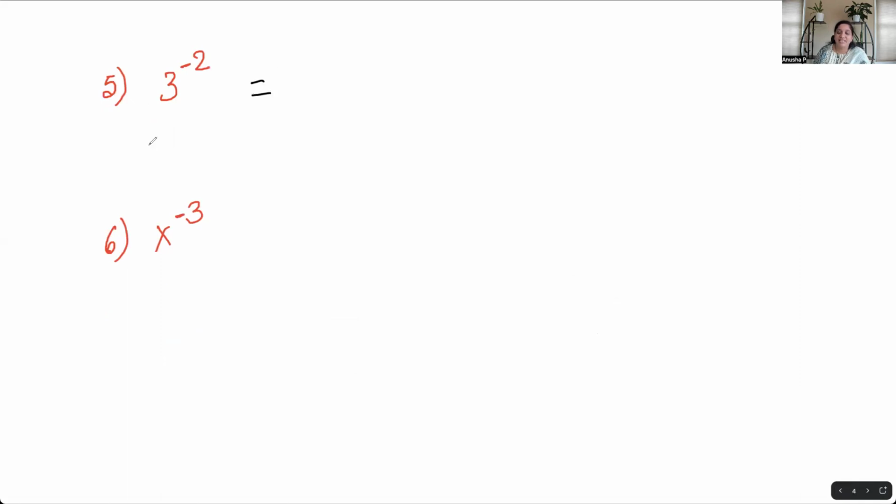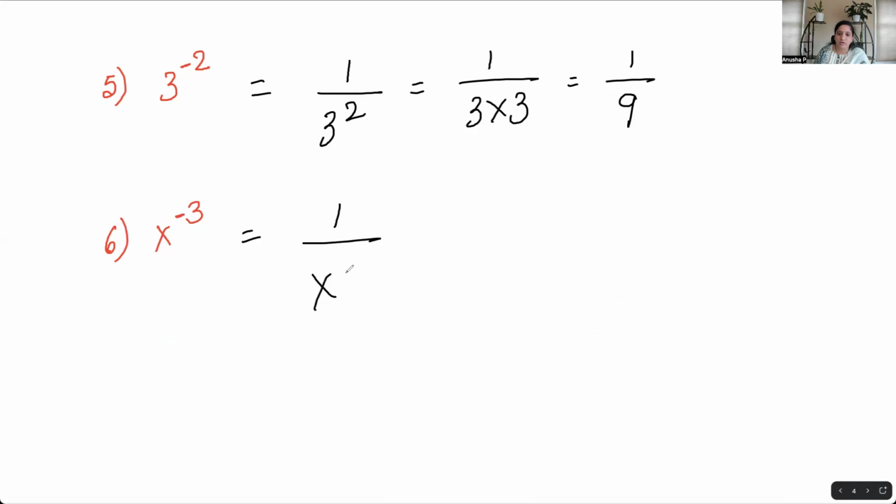We know that 3 to the power of minus 2 is in the numerator. So if you bring the whole number to the bottom, it will become a positive exponent, 3 squared. So 1 over 3 times 3, which is equal to 1 over 9. Similarly, we can apply negative exponents to a variable too. x to the power of minus 3. If you bring that to the bottom, it is 1 over x to the power of 3, which is nothing but 1 over x times x times x.